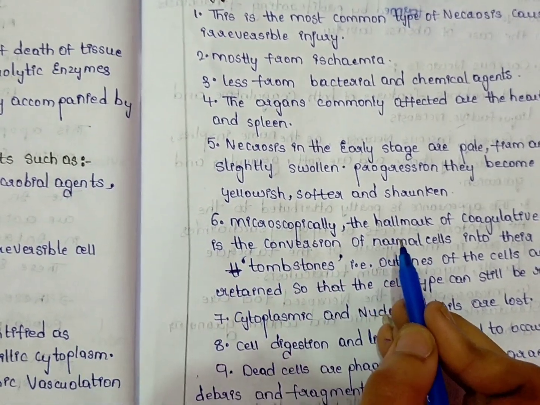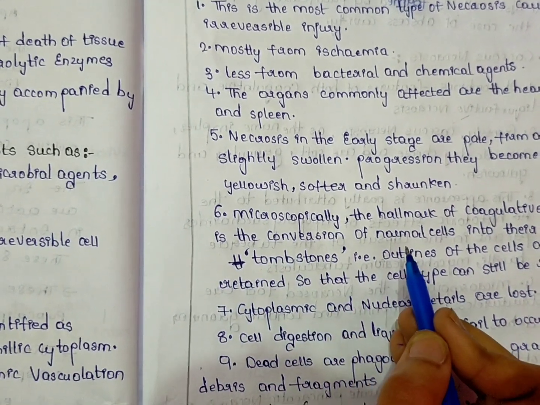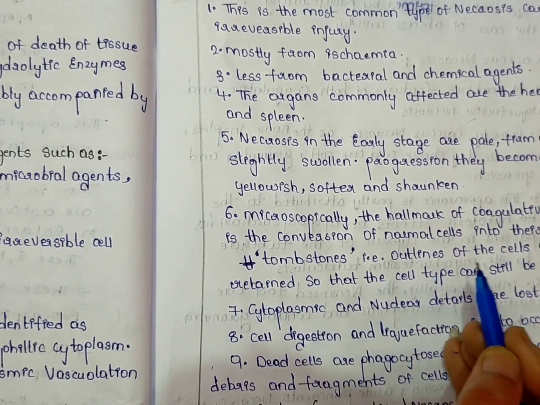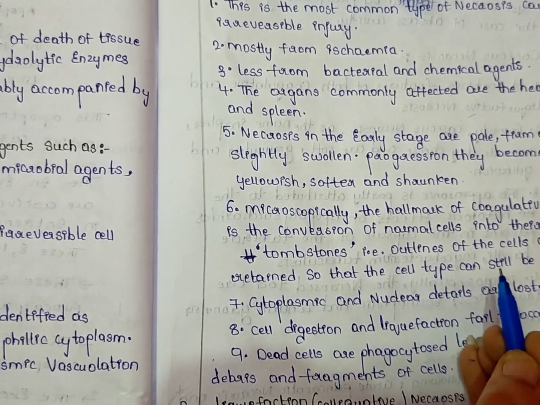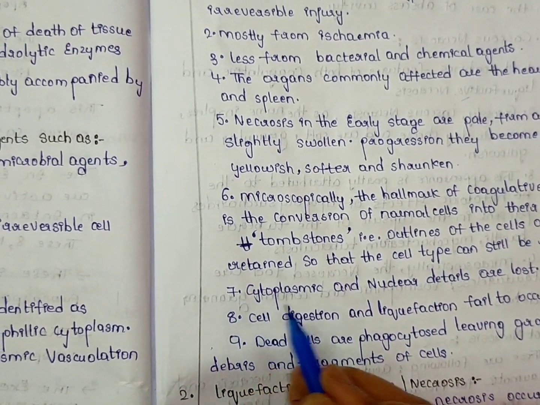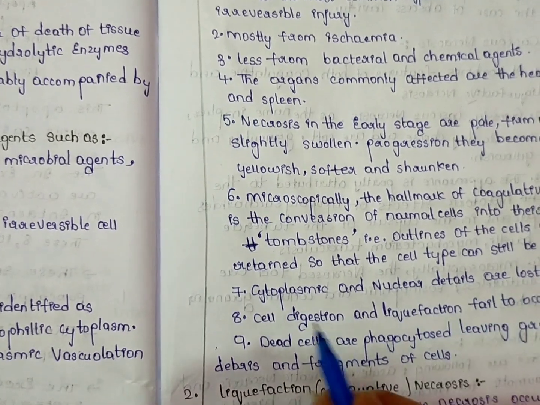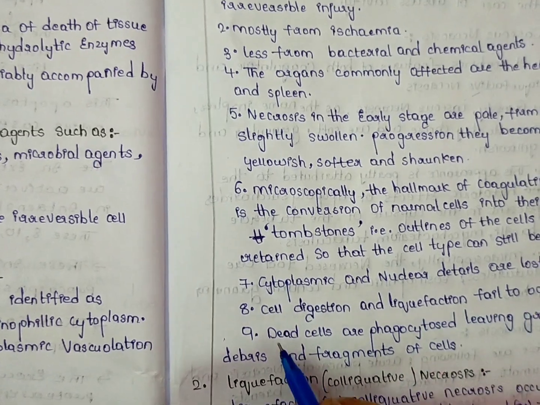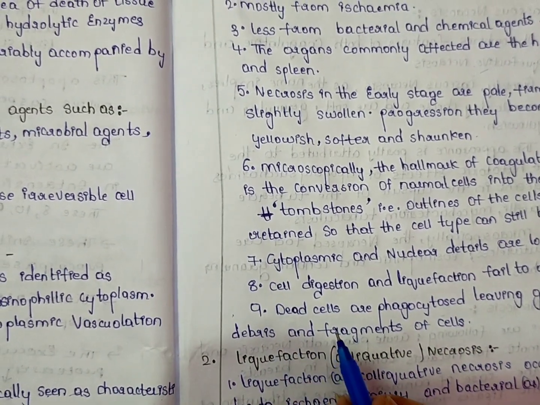Microscopically, the hallmark of coagulative necrosis is the conversion of normal cells into tombstones, such that the outlines of the cells are retained so that the cell type can still be recognized. The cytoplasmic and nuclear details are lost. The cell digestion and liquefaction fail to occur. Dead cells are phagocytosed, leaving granular debris and fragments of cells.